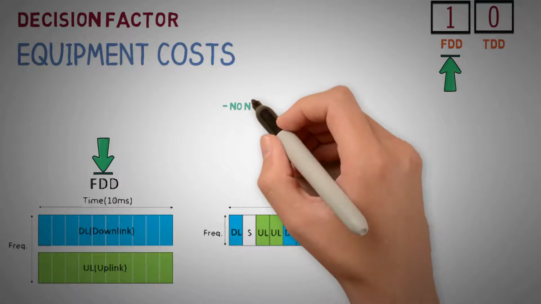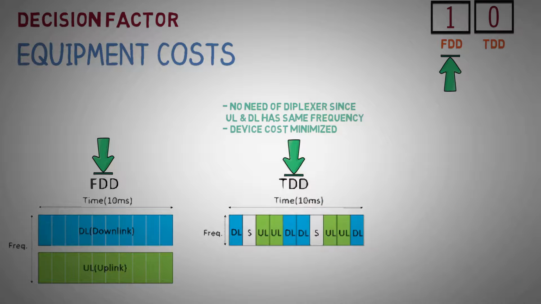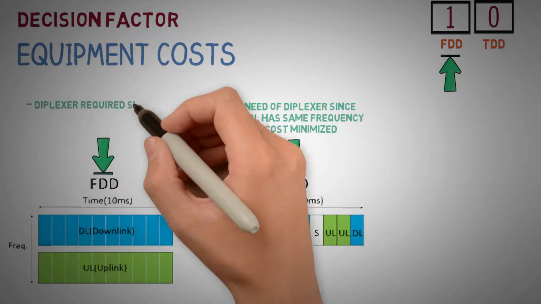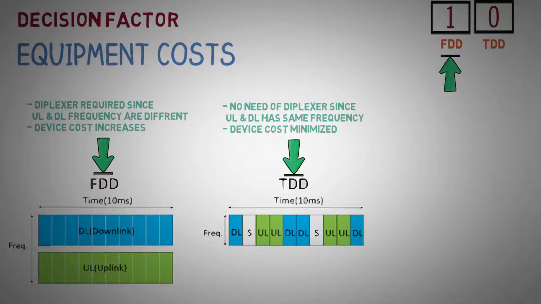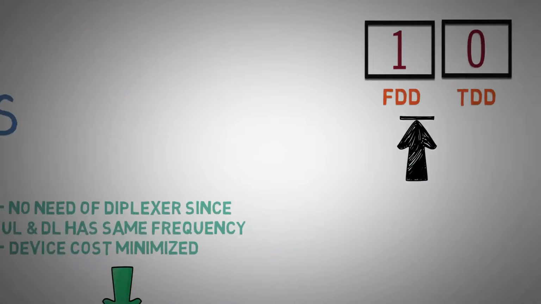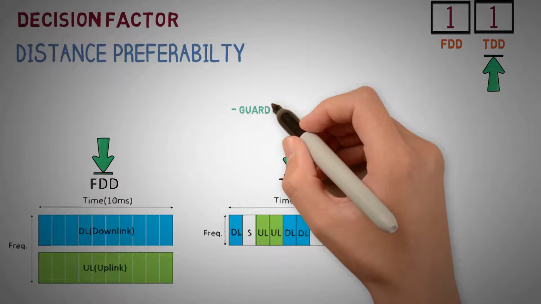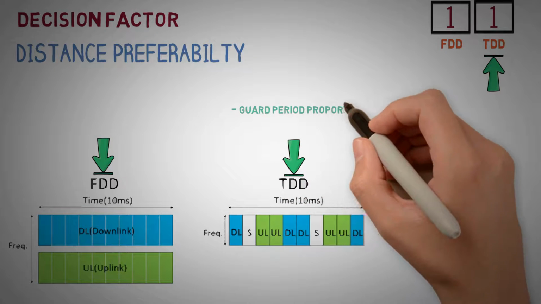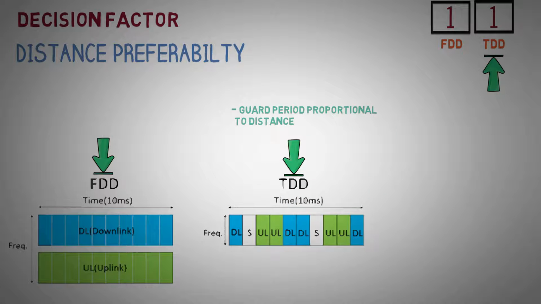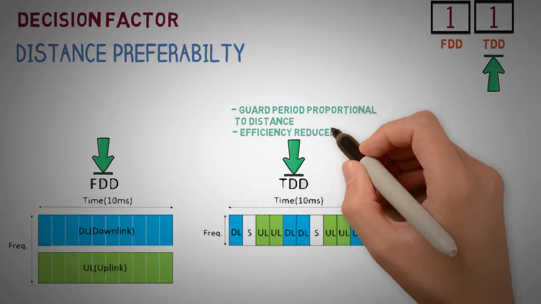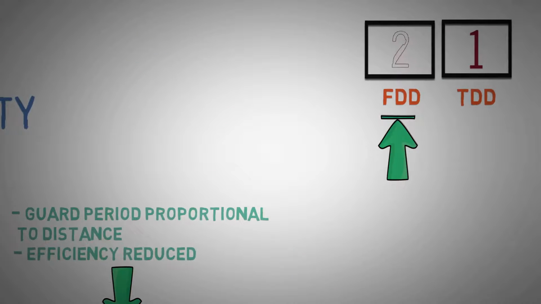Equipment costs: no duplexer is needed to isolate the transmitter and receiver in TDD, whereas in FDD a duplexer is needed. This is a key aspect, as the cost of the user equipment is of major importance because of the vast numbers that are produced. TDD has the advantage here. Distance preferability: as the distance increases, the guard period also increases in TDD because the point-to-point signal propagation time increases. The increased guard period significantly affects the efficiency, whereas FDD does not have a problem with small or large distances.